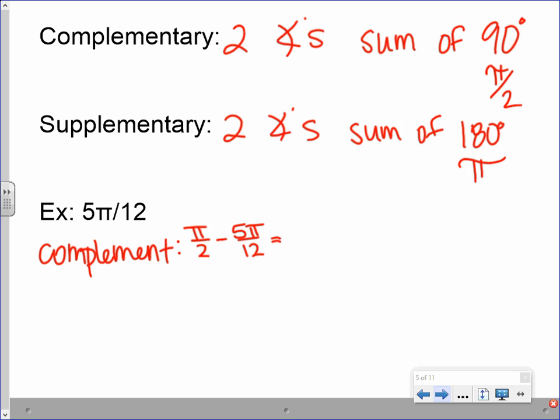We need a common denominator of 12, which means we just have to multiply this by 6 over 6. So we have 6 pi over 12 minus 5 pi over 12. Our complement is pi over 12. Some of you don't even have to write that work out. Some of you can do that in your head, and I'm fine with that.